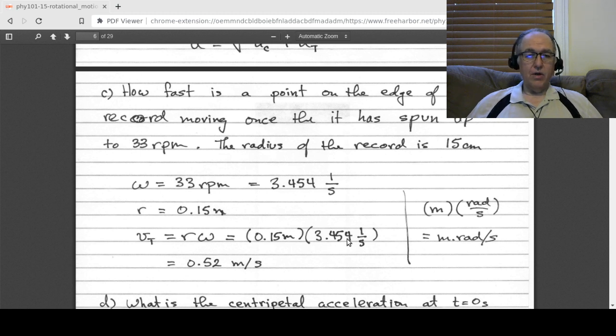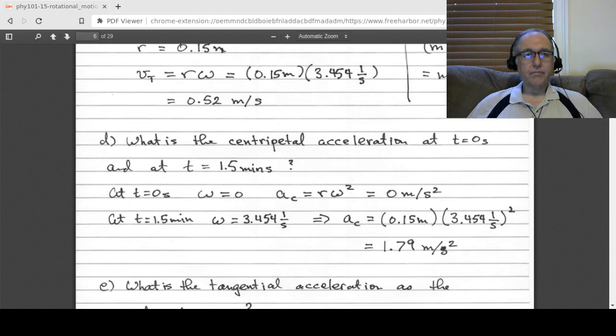So even if you had put radians per second, and then you would have gotten meters radians per second, you go, oh, well, radians are dimensionless, just drop it. You can't do that with meters, you can't do that with seconds, but you can do it with radians because, like I said, radians are not really a unit.